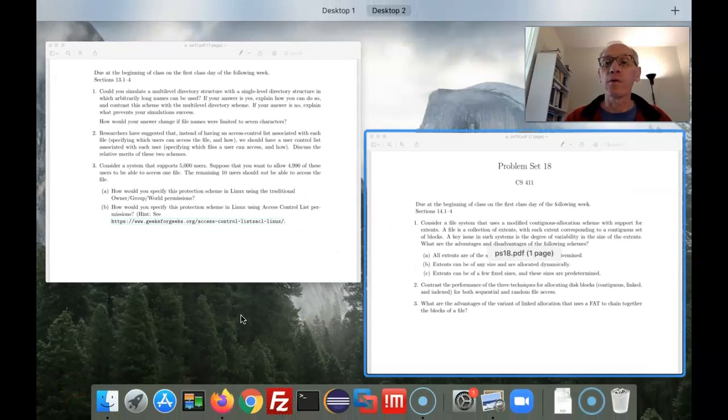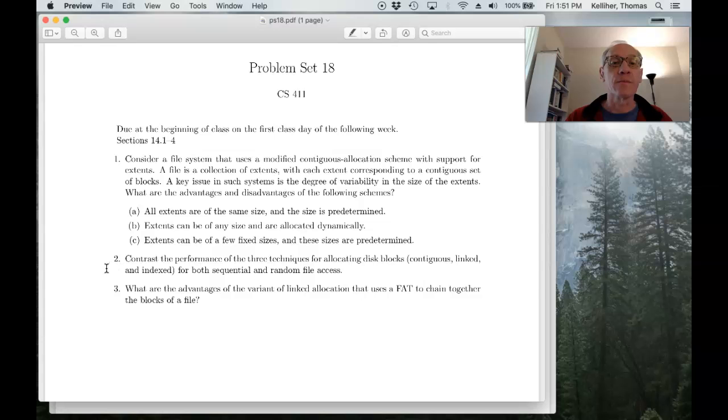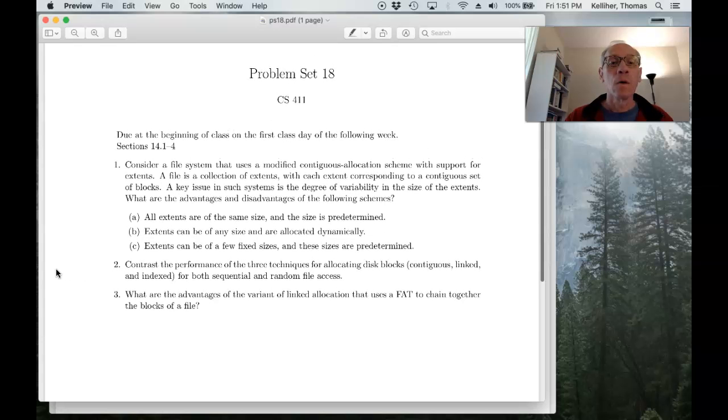Okay, moving on to problem set 18. All right, the discussion in the textbook, I think, sets up problem 1 pretty well for you. So the textbook discussion should give you the background you need there.